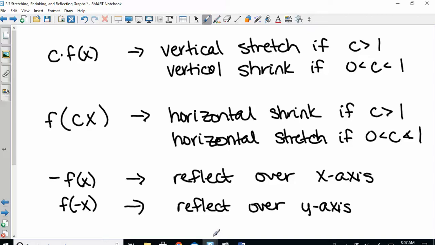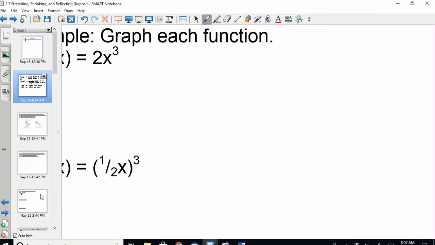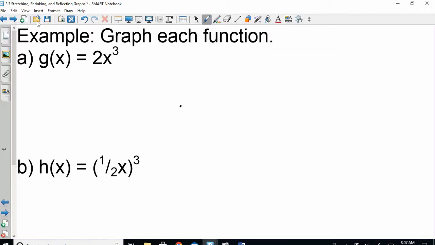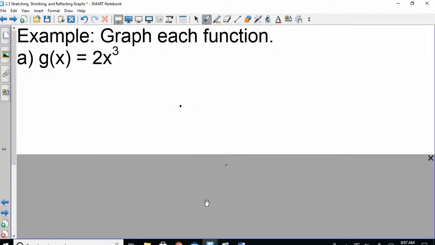All right. Let's start looking at some examples. So we are going to graph each of these. Just like yesterday, I am expecting a parent function and the final graph. That's what you got on the test.